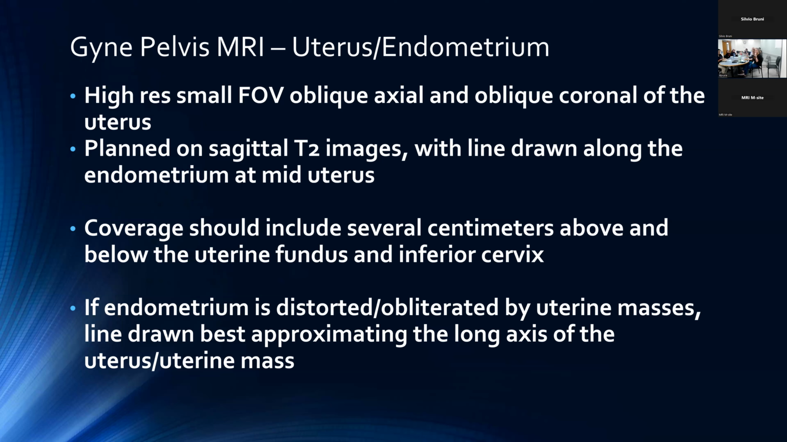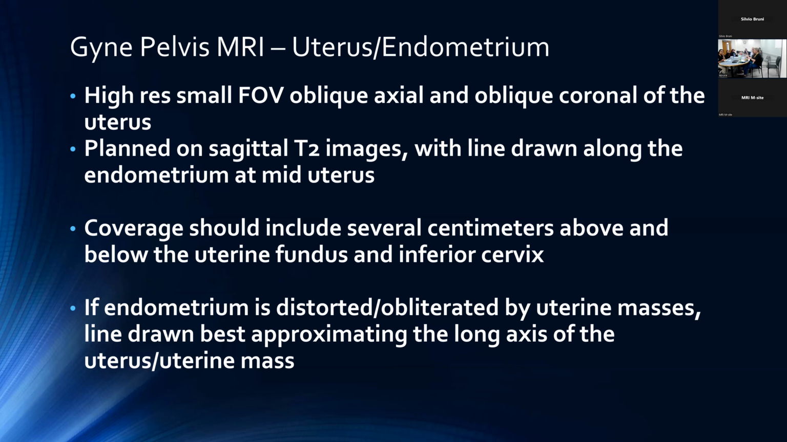So these are obviously planned off of the sagittal T2 fast spin echo sequences, which are used to delineate the uterine lie, demonstrate the zonal anatomy of the uterus, and provide those anatomic landmarks for subsequent uterine image planning. So for these cases, a line is generally drawn, best approximating the long axis of the uterus and specifically the endometrium within the central portion of the uterus, within the midline.